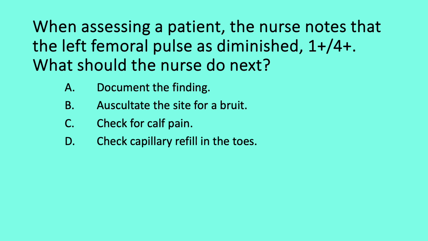Well, the best answer here is you actually should auscultate for a bruit. Because the pulse is so diminished, you wonder, is there an obstruction there? What is causing this diminished pulse? So you auscultate for the bruit and you're trying to see if there's presence of turbulent blood flow. This could actually mean that there's partial occlusion.